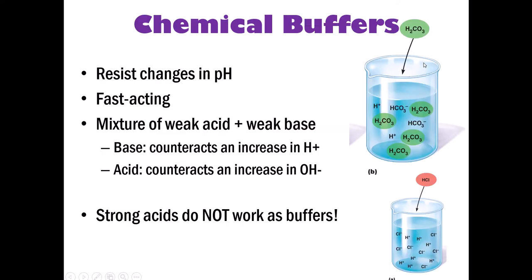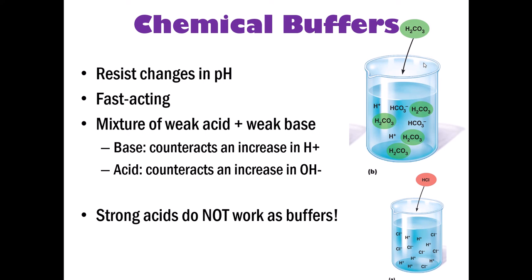So we have to have buffers. We have to have ways of regulating our blood pH. One of the ways that we regulate our blood pH is with the use of chemical buffers. Now, chemical buffers are sets of chemicals in the body, different molecules that resist changes in pH. They can act very, very quickly, so that if blood pH swings one way or the other, the buffer's right there to do its job and prevent that change from becoming too extreme.